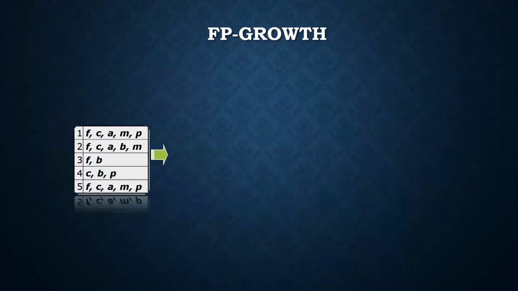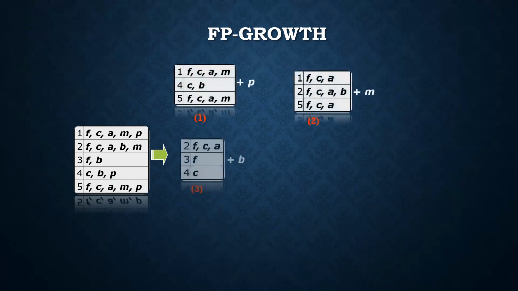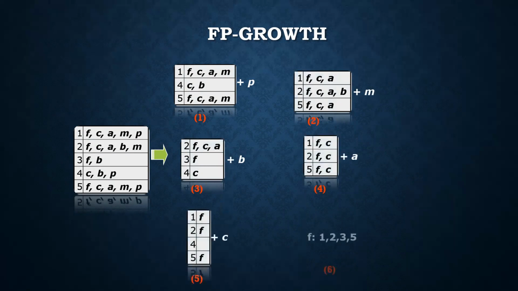Now, we remove the element we are currently considering, and the remaining transaction would become as follows. For item P, the transactions FCAMP would become FCAM. The CBP would become CB. For item M, the transactions FCAM would become FCA. FCABM would become FCAB. For item B, the transaction FCAB would become FCA. The transaction FB would become F, and the transaction CB would become C.